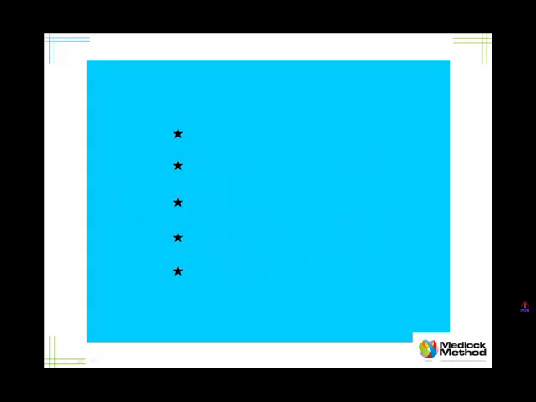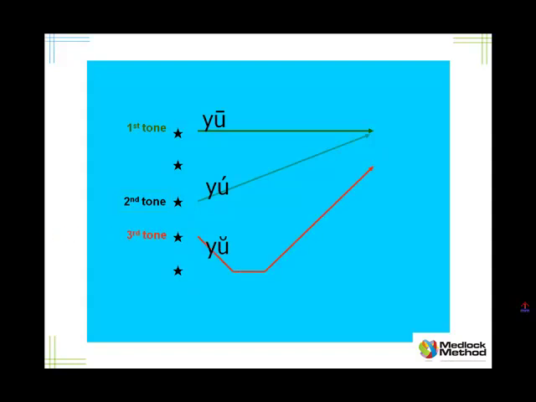Then try yu. The first one, high flat. Okay, now you try that. And second one, going up. Okay, now you try that. Third one, falling, rising. And fourth one. Okay. Right. Good. Well done.